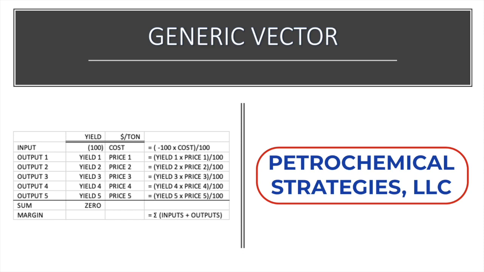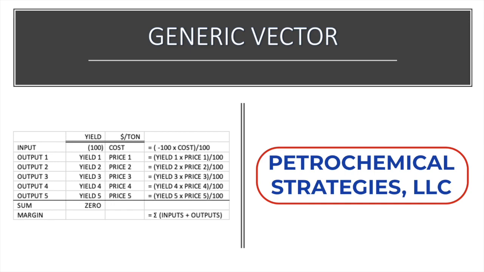Now let's take a look at petrochemical economics. Economics are calculated with what are called vectors, which are a little bit like a balance sheet in the financial world. Here's an example of a generic vector. There are a couple key points to note. Inputs are always negative as they are consumed in the process. Outputs are always positive as they are what you get out of the process. And petrochemical vectors are calculated using mass, which means the sum of the inputs and outputs must be zero.